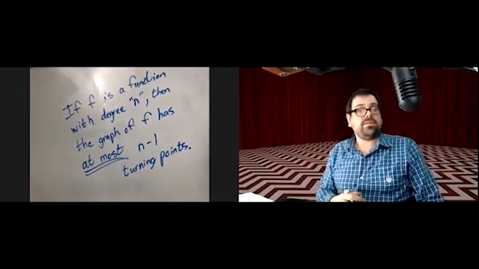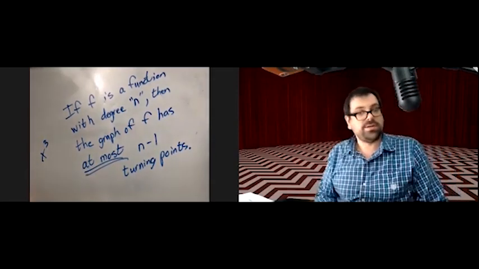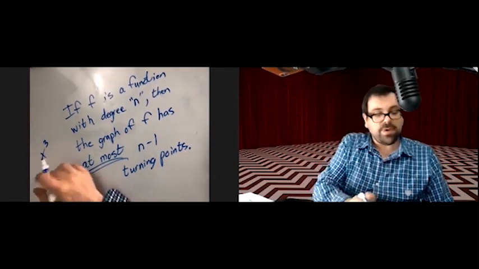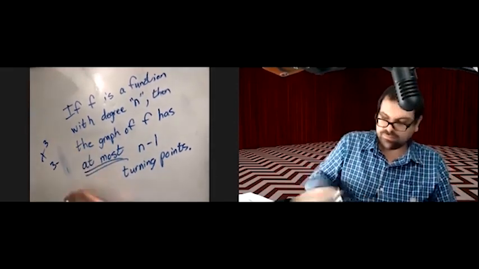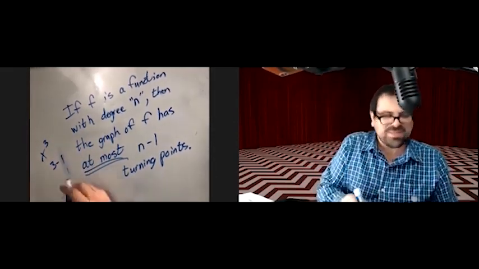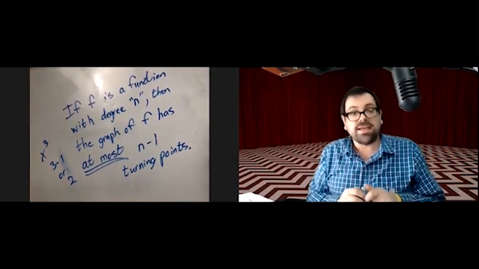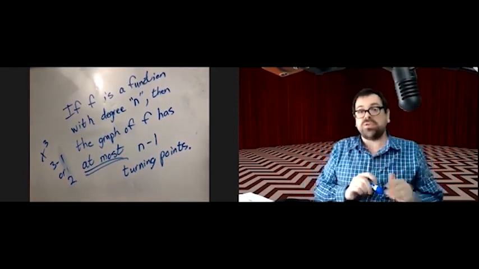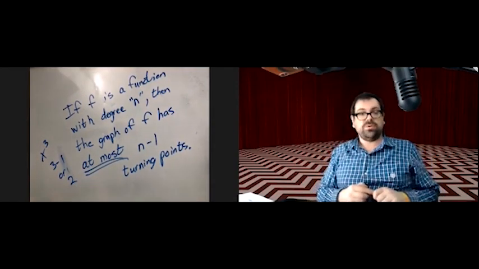So that last f we looked at, it started with an x cubed, remember? So it has at most 3 minus 1, or 2 turning points. Maybe it has 1 turning point, maybe it has no turning points. But at most, it has 2.